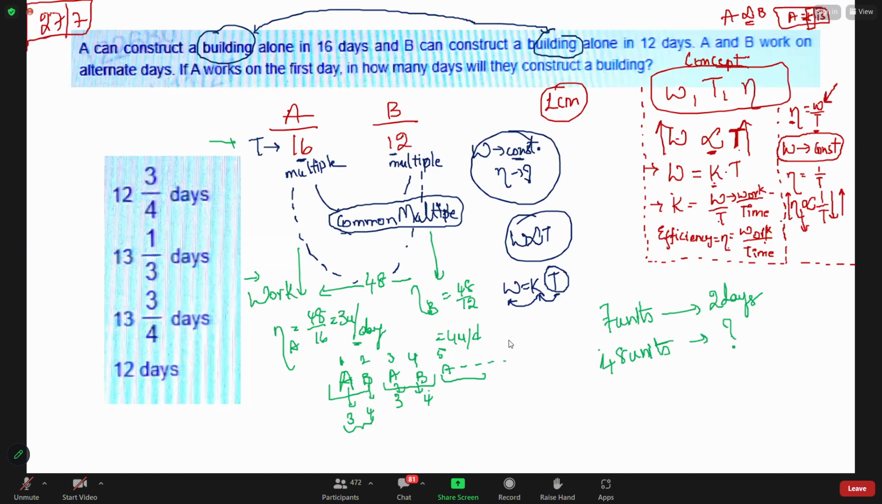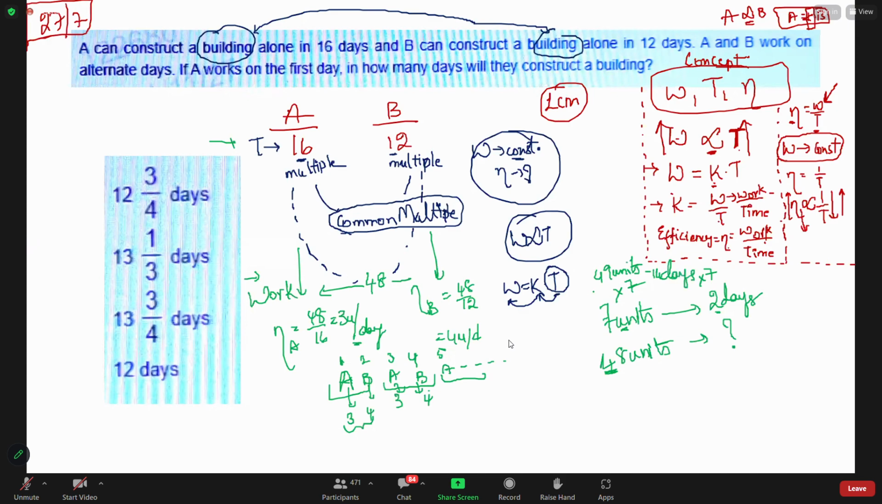So now you can do this in multiple ways. The first thing that you can think of is, okay, I have 48 units of total work to be done, and 7 units of work can be completed in 2 days. What is the closest I can get? If I multiply this 7 by 7 and the 2 days by 7, I can complete 49 units in 14 days.